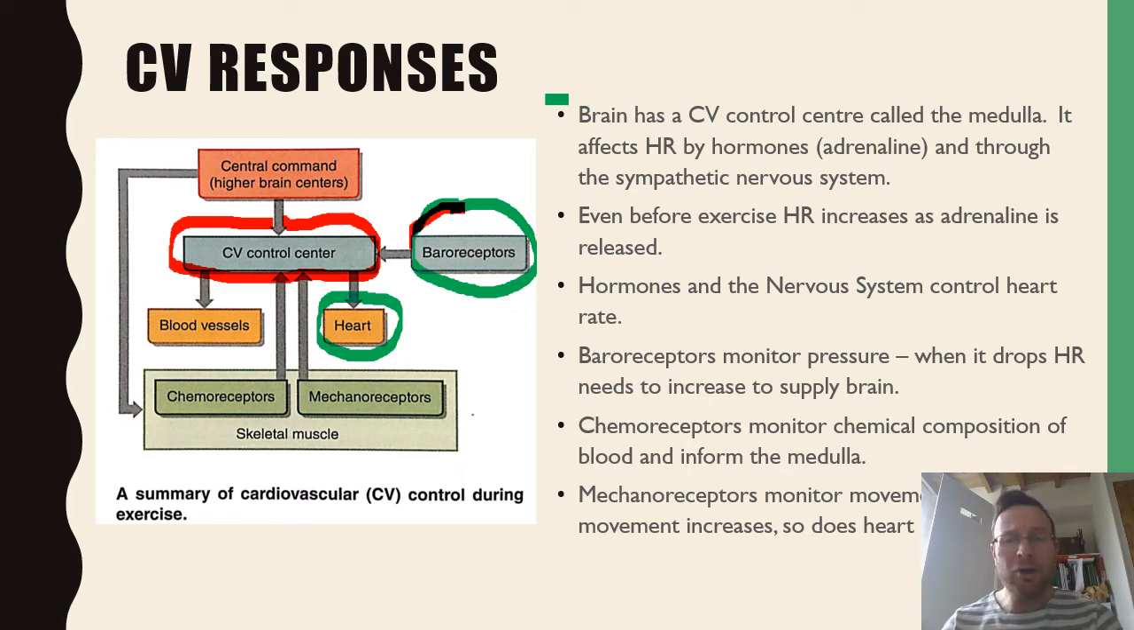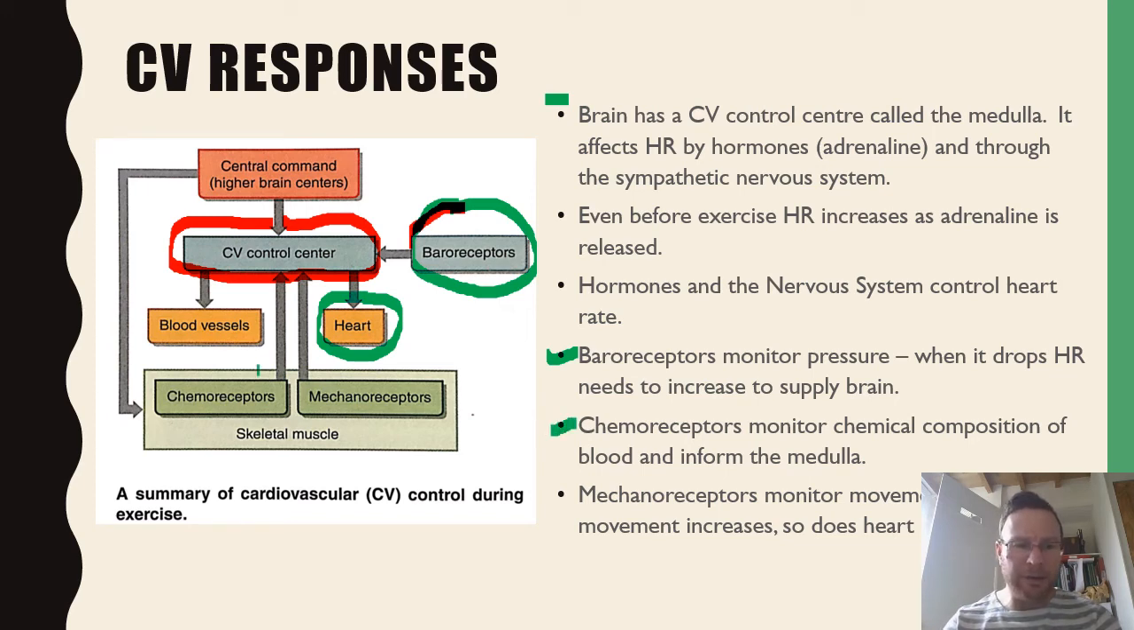So hormones and nervous system control heart rate. Baroreceptors, what I described, monitor pressure. So when it drops, heart rate needs to increase to make sure there's adequate pressure to supply the brain with blood, and also the muscles with blood as well.